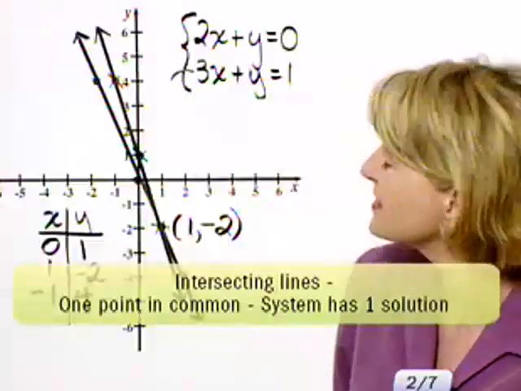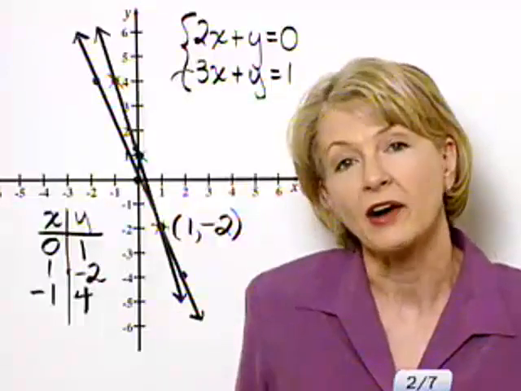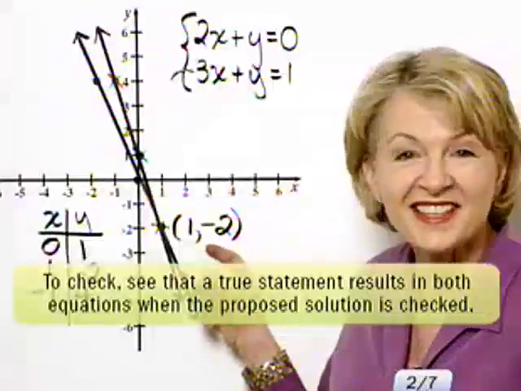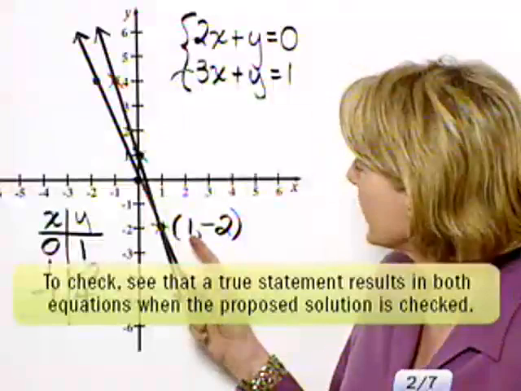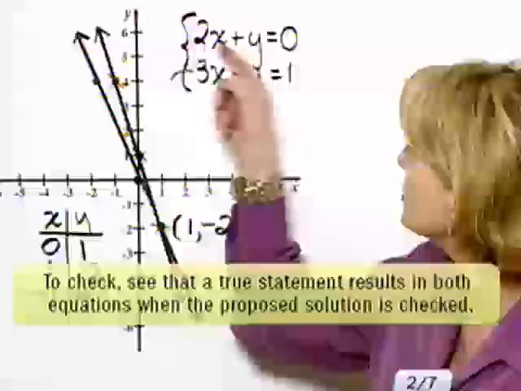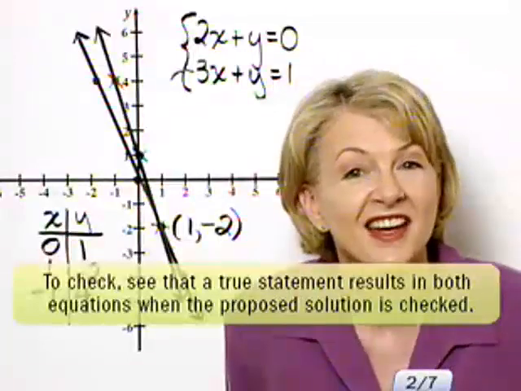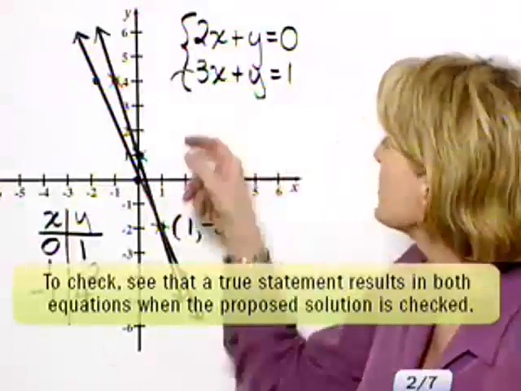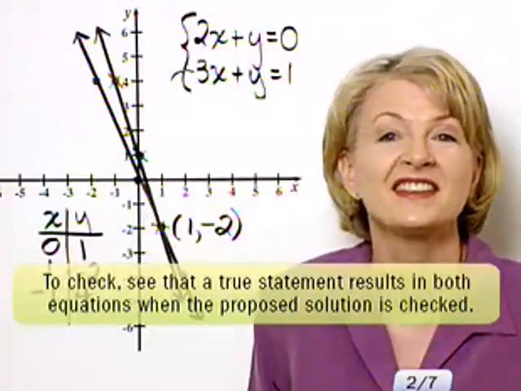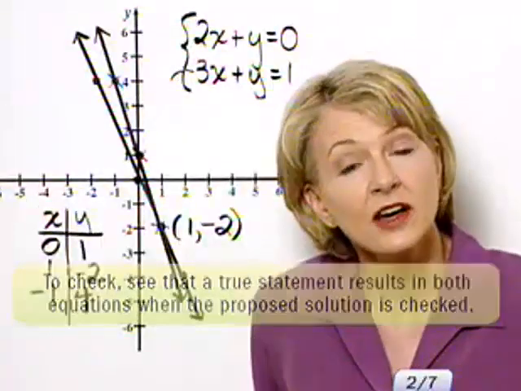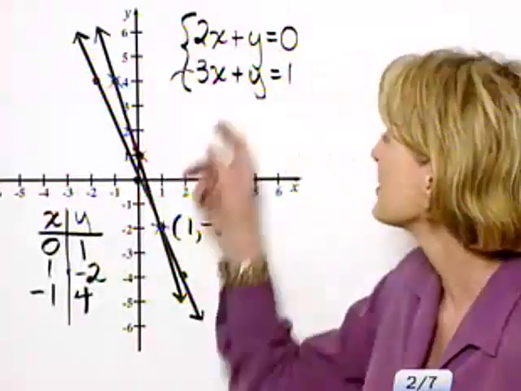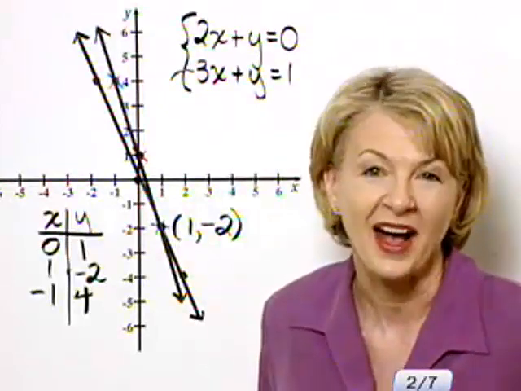So it appears that this system has one solution. Now how can you check? We're just guessing at this point. We can check by letting x be 1 and y be negative 2 in the first equation, seeing that a true statement results. Do the same thing in the second equation, see that a true statement results. If so, we are correct, and we have solved this system by graphing.